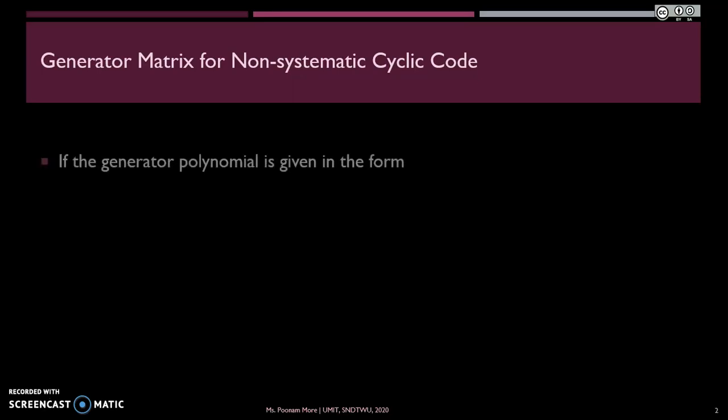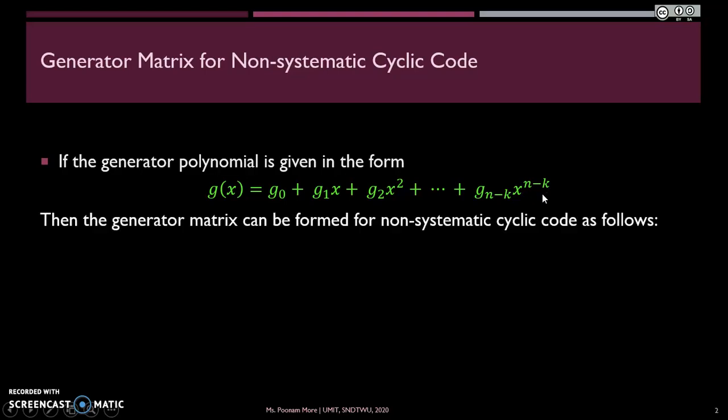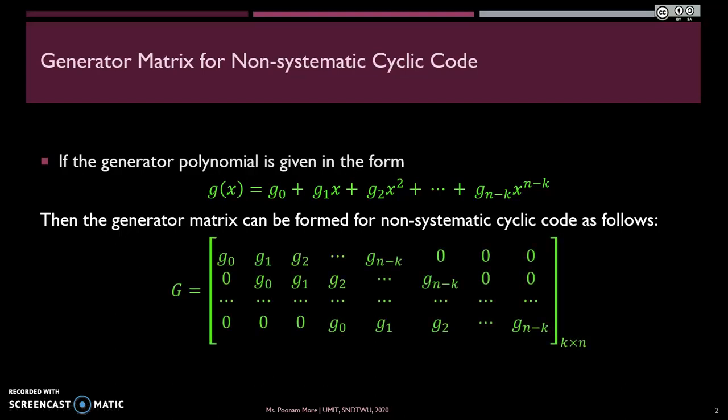can be formed. If the generator polynomial is given in the form as shown over here, where G0, G1, G2 and G(n minus k) represent the coefficients of the terms x, with n representing the code length and k representing the message bit length. So we can write the generator matrix for this non-systematic cyclic code as follows.